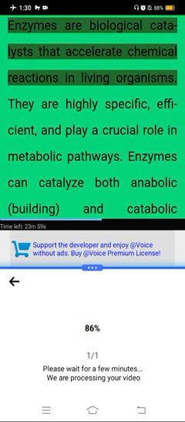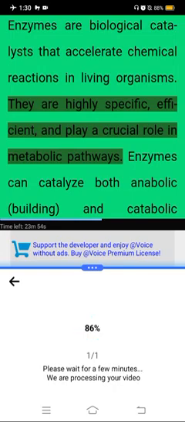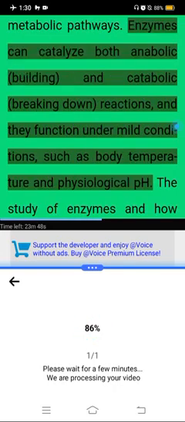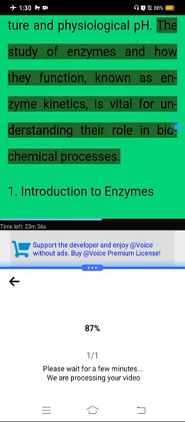Enzymes are biological catalysts that accelerate chemical reactions in living organisms. They are highly specific, efficient, and play a crucial role in metabolic pathways. Enzymes can catalyze both anabolic (building) and catabolic (breaking down) reactions, and they function under mild conditions, such as body temperature and physiological pH. The study of enzymes and how they function, known as enzyme kinetics, is vital for understanding their role in biochemical processes.